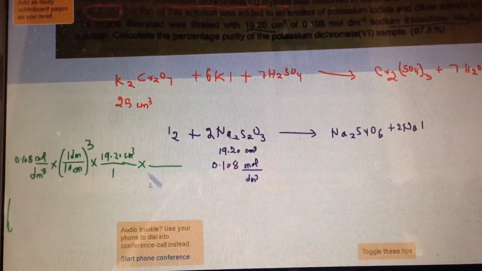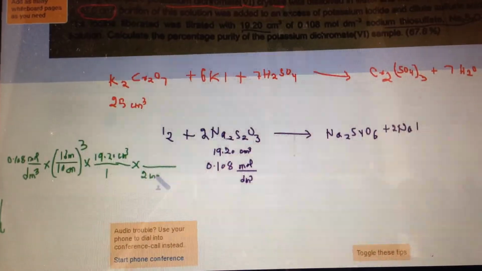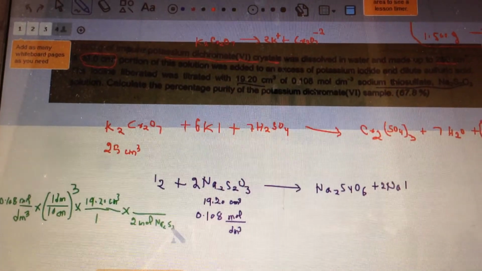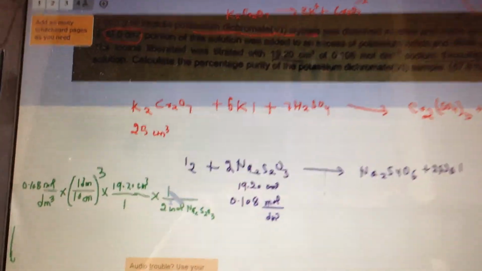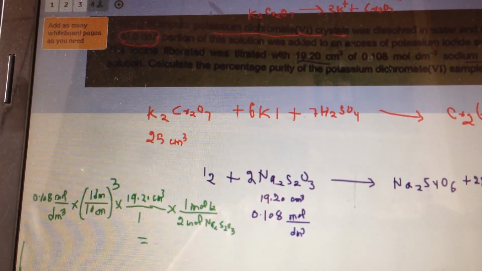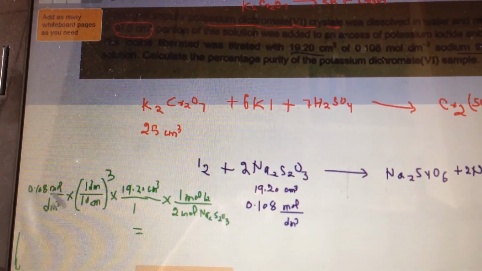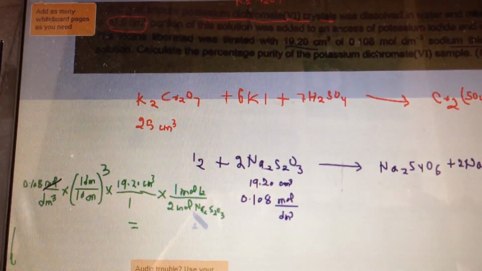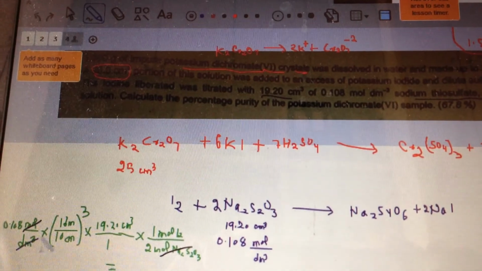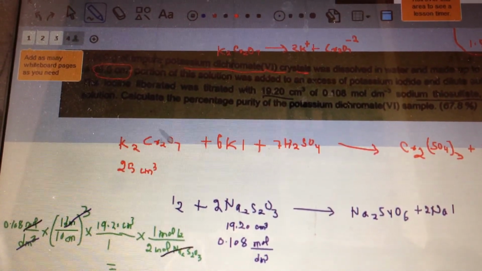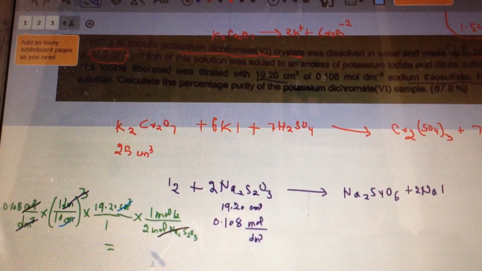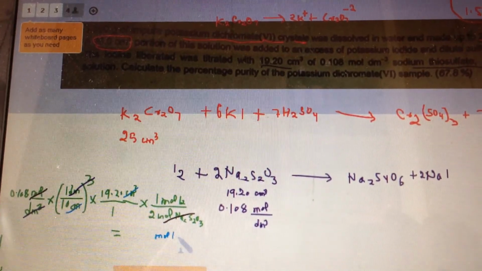and for every 2 moles of Na2S2O3, we have 1 mole of I2. So here, moles of Na2S2O3 cancels out, so watch for the color combinations here. Decimeter cubed cancels out with decimeter cubed. Then centimeter cancels out with centimeter. At the end, we are left with moles of I2.